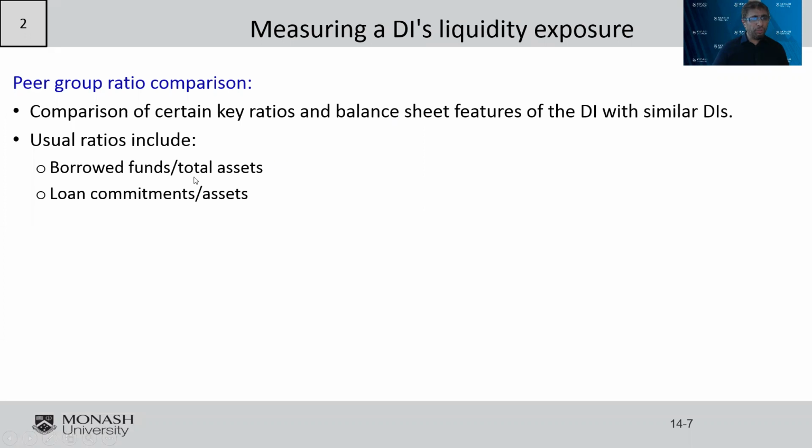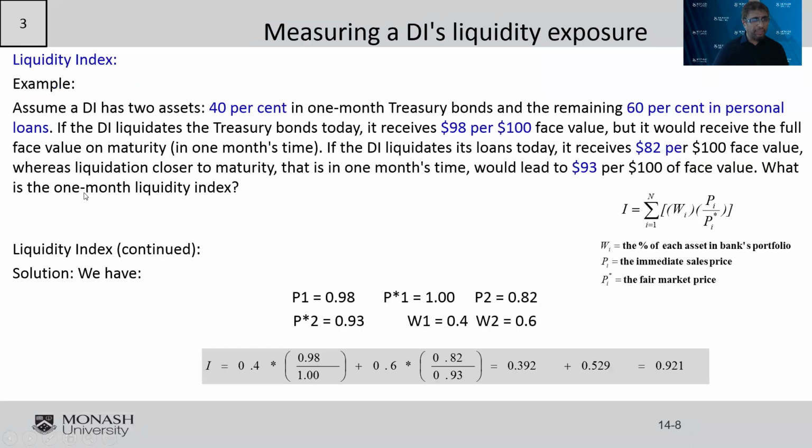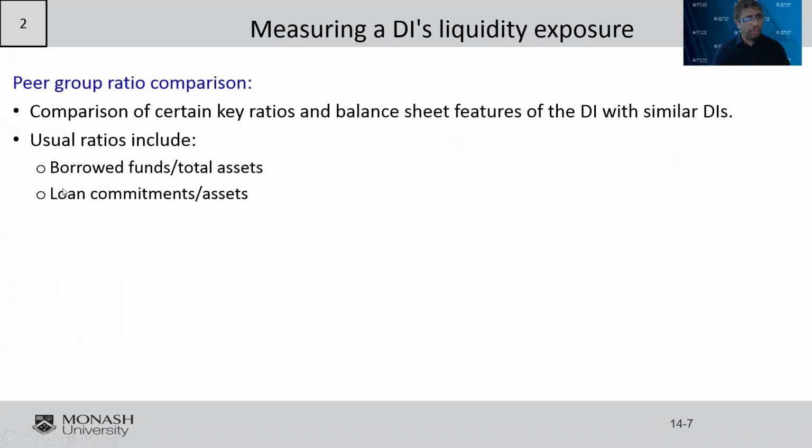Big group, as I told you, we have only two ratios. You can calculate these two ratios and compare them to the group, to the industry peers, and see how you are doing.